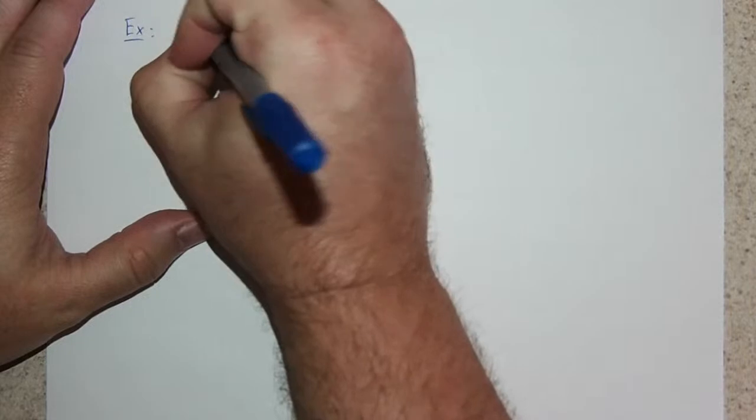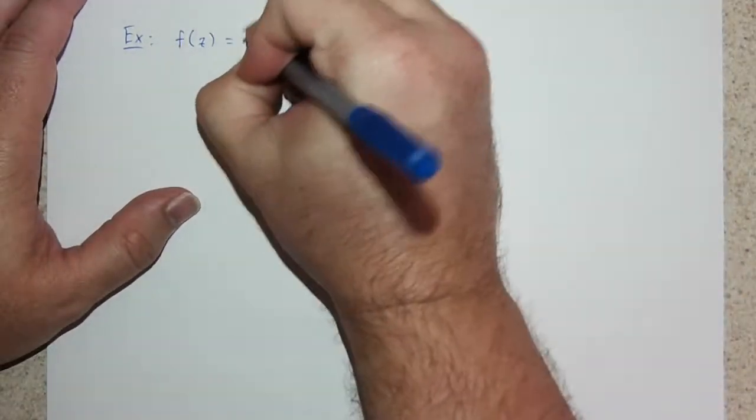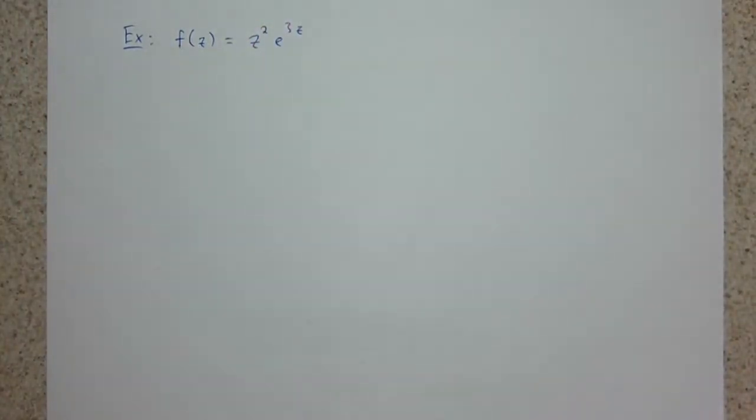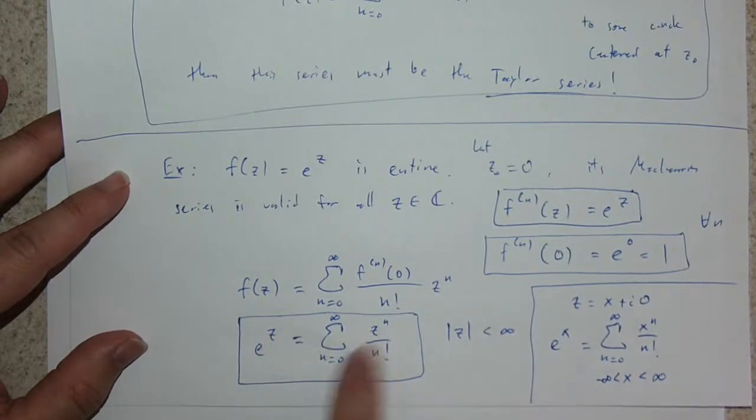Okay, now how can I use that to give, say, a quick power series expansion for some other function? Okay, well, what about if I have the function z squared times e to the 3z, right? Well, what I do is I go back to my expansion for e to the z. To get e to the 3z out of this, of course, I can just replace z with 3z in this expansion.